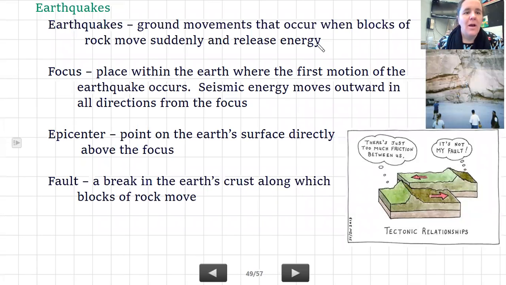Hi, eighth grade. All right, so we started our unit, or section, on earthquakes. We're going to finish out this section.